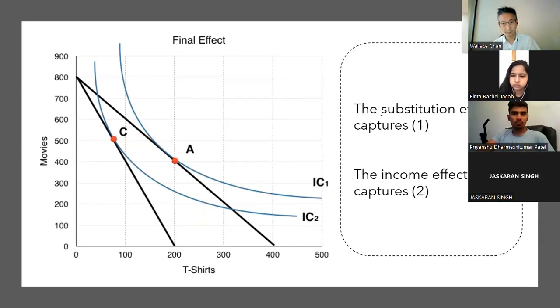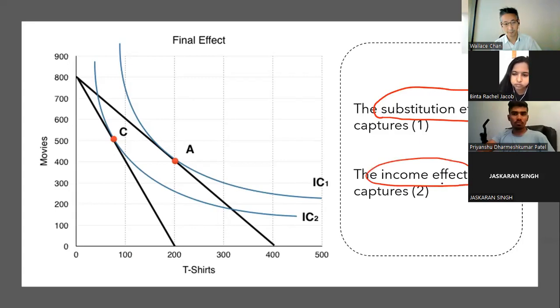So we say that the first effect, we call it the substitution effect, will capture when one thing becomes more expensive and you move away to the other good. So t-shirts have become more expensive, movies might become more appealing to you, so you might have a habit of substituting away. Okay, so the substitution effect is going to capture the first point I was talking about.